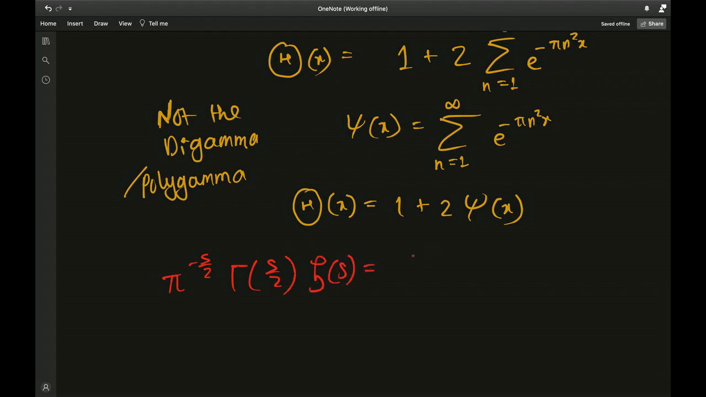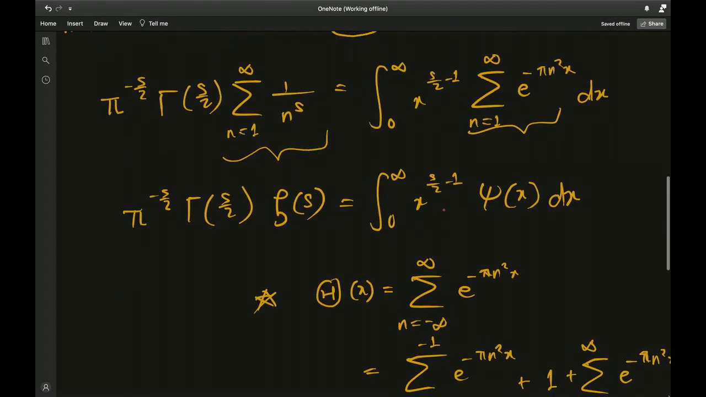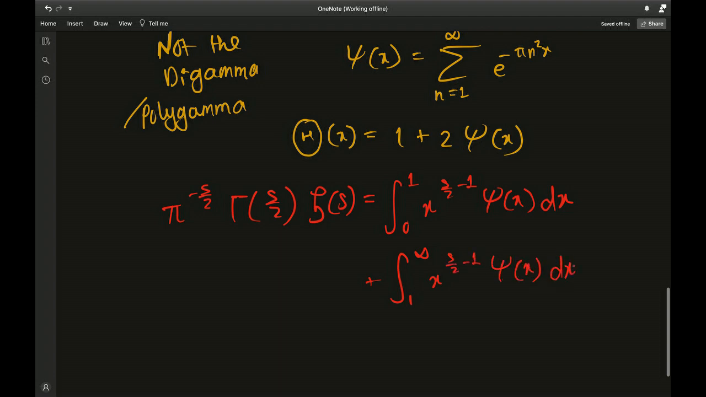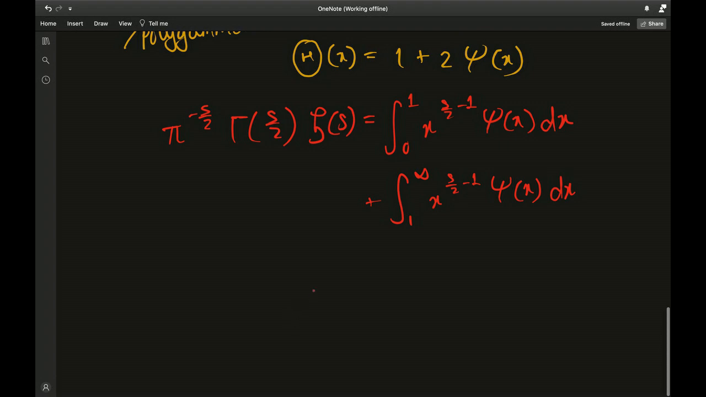zeta of s is equal to the integral from 0 to infinity. I can split the interval as the integral from 0 to 1 of the same argument plus the integral from 1 to infinity of the same argument, by linearity. Obviously I'm doing this. Now I'm going to call this first one I1, and we're going to evaluate that on a fresh page. So see you there.